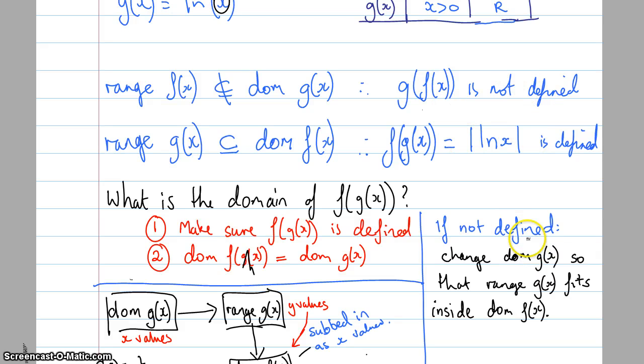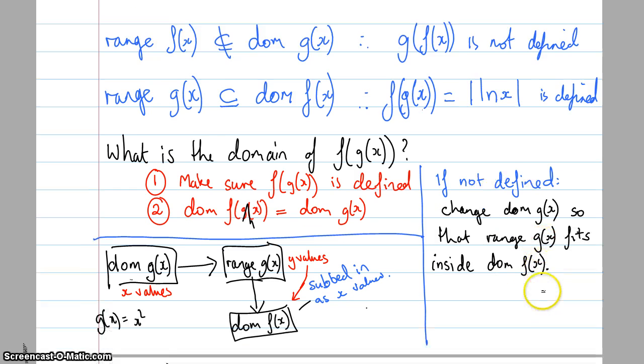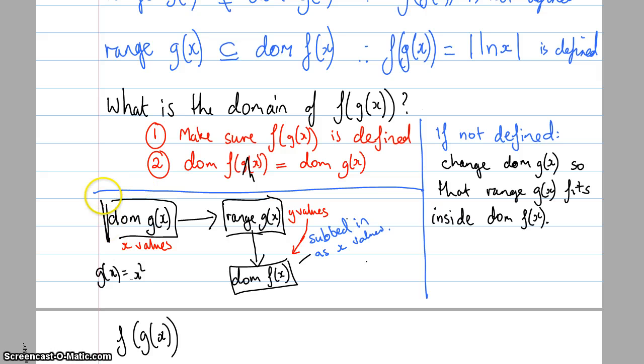If you have something that's not defined, then you need to change the domain of the inside graph so that it changes the range of the inside graph, so then it fits into the domain of the outside graph. Okay, so we need to change this one over here so that it changes this one over here, the range, so that it now fits into the domain of my outside graph. Okay, because you can't just change a range, you have to be able to change a domain.